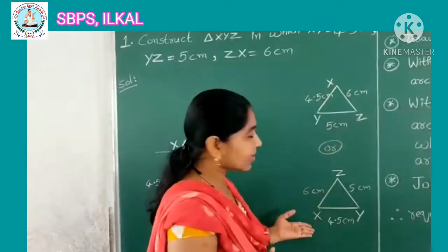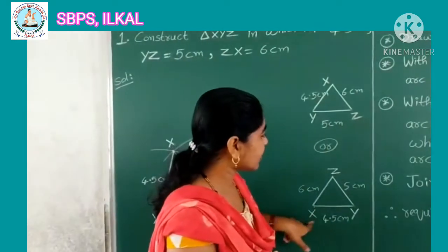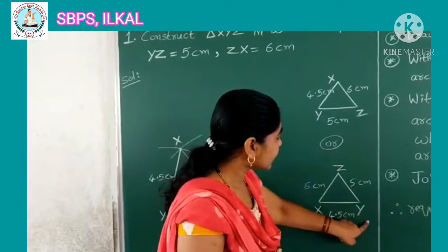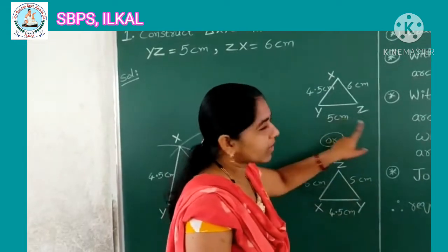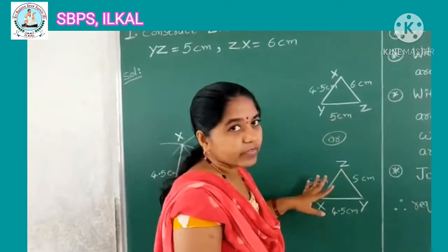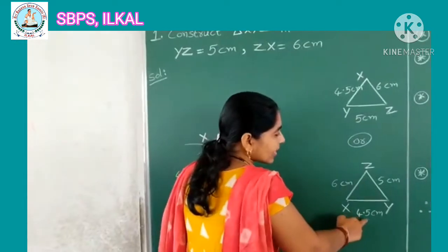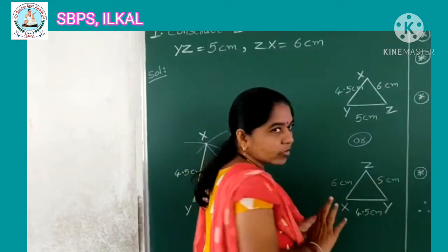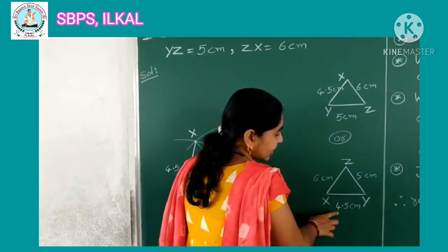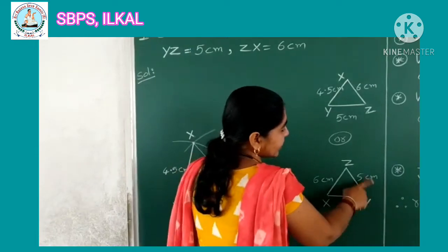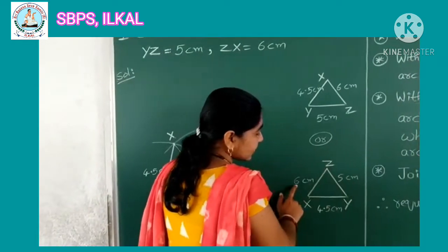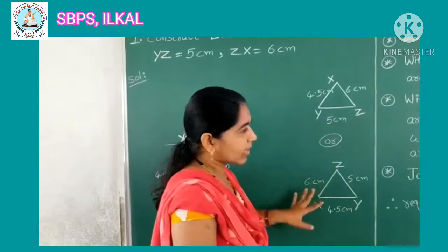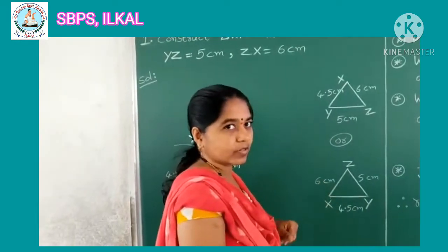You may draw like this also, children. Here if you consider XYZ, then the base will be XY. Here it is YZ, okay. It is given which we can construct, but the measurements they gave, we have to write first. Here XY is 4.5 cm, YZ is 5 cm and ZX is 6 cm. If you write like this, it will be easy to construct, okay.